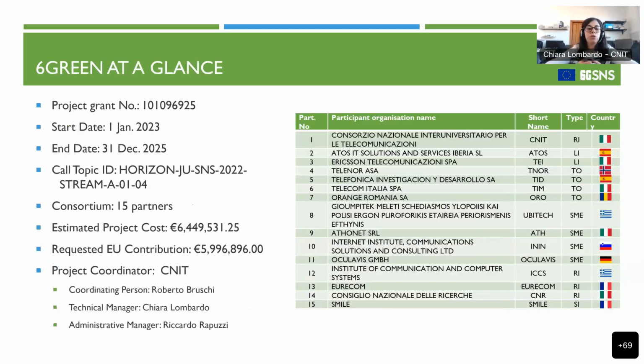Okay, just to close my presentation, a little snippet of the way that the 6Green project is organized. We've got 15 partners from, if I can count correctly, 8 different countries. And we're particularly proud of having 4 telecom providers in our consortium. We believe that this will bring us to very fruitful solutions and hopefully also the delivery of these solutions.